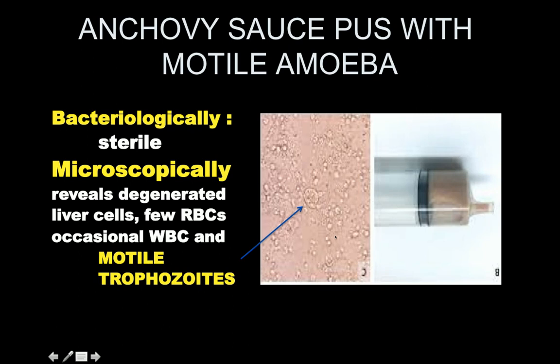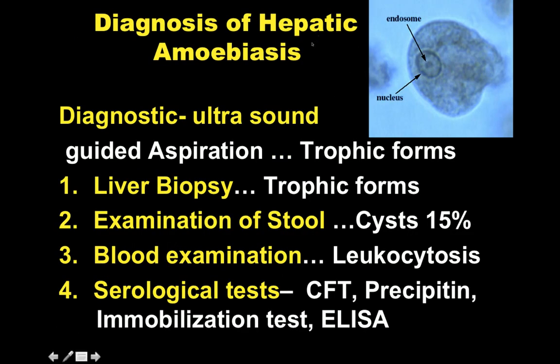But the most important diagnostic feature is the presence of these motile trophozoites. If you see them, then you can easily label the patient as having amoebic liver abscess. Diagnosis of hepatic amoebiasis can easily be done. You use ultrasound guided aspiration, aspirate the pus, and look for these trophozoite forms. You can take a liver biopsy, and again the trophozoites can be seen.